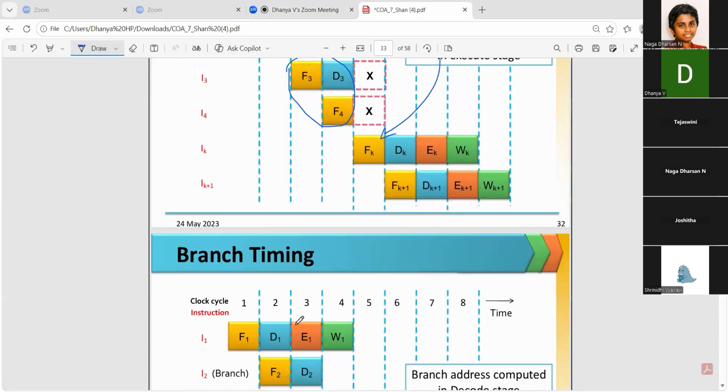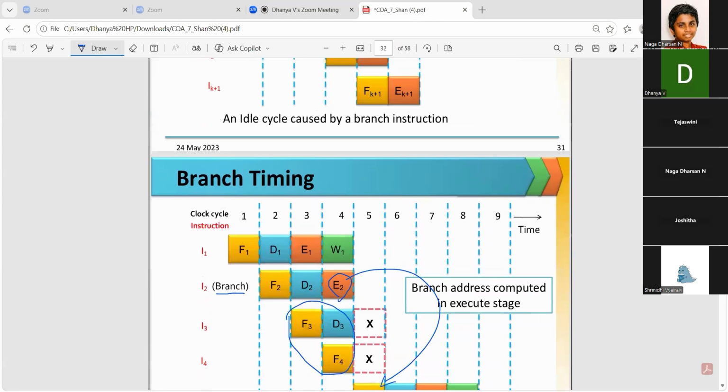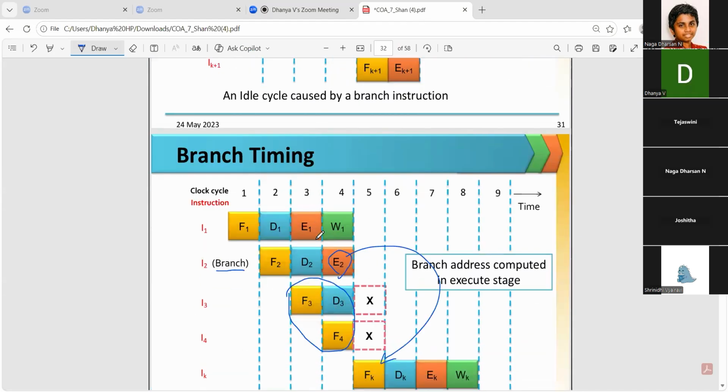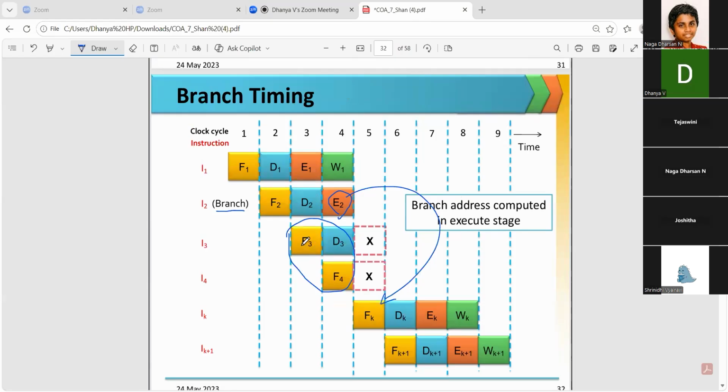Okay. So if you see here, in 2-stage pipelining you just need to flush out only the F3. But in the 4-stage, you need to flush out this fetch, decode, and this fetch. So as soon as your number of stages increases, you need to flush out more and more when you're doing branch statements.